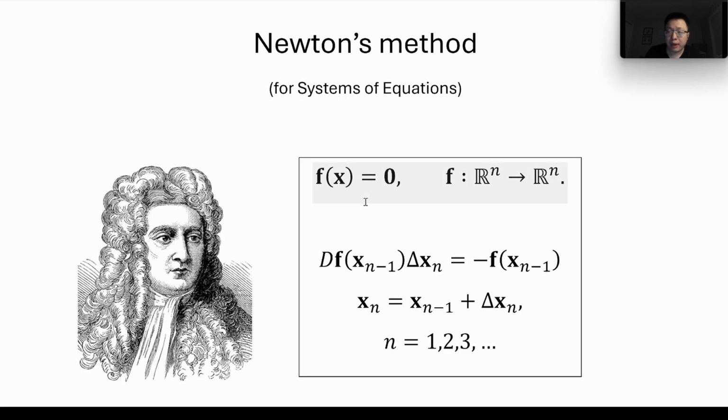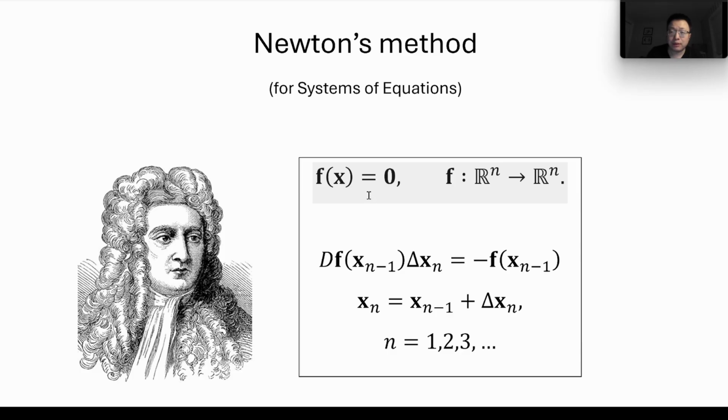So suppose you have a vector function f of x, so f is a function from R^n to R^n. The equation reads f(x) = 0. We assume the system has a solution. This will be our assumption from now on. And also we assume that f(x) is continuously differentiable. That means all the first order partial derivatives of f exist and are all continuous.